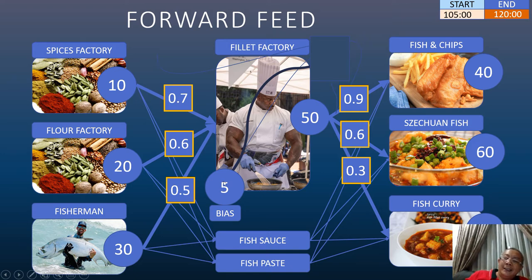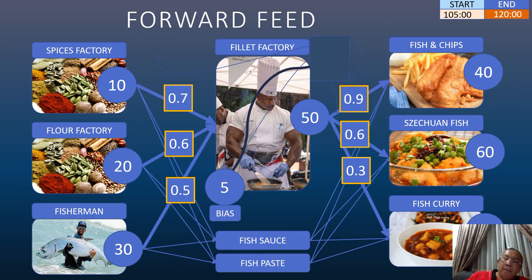You also have a secret ingredient. You know, like Coca-Cola, you have a secret ingredient you don't want to tell people. You don't get it from anybody else. You do it yourself and it's a secret ingredient. So your secret ingredient is 5, for example. Over here, this is your bias. The same thing goes to the fish sauce factory. But he uses different weightage because he wants to produce fish sauce, not fish fillet. The fish paste factory also receives the same output, but they use a different weightage because they want to produce fish paste.